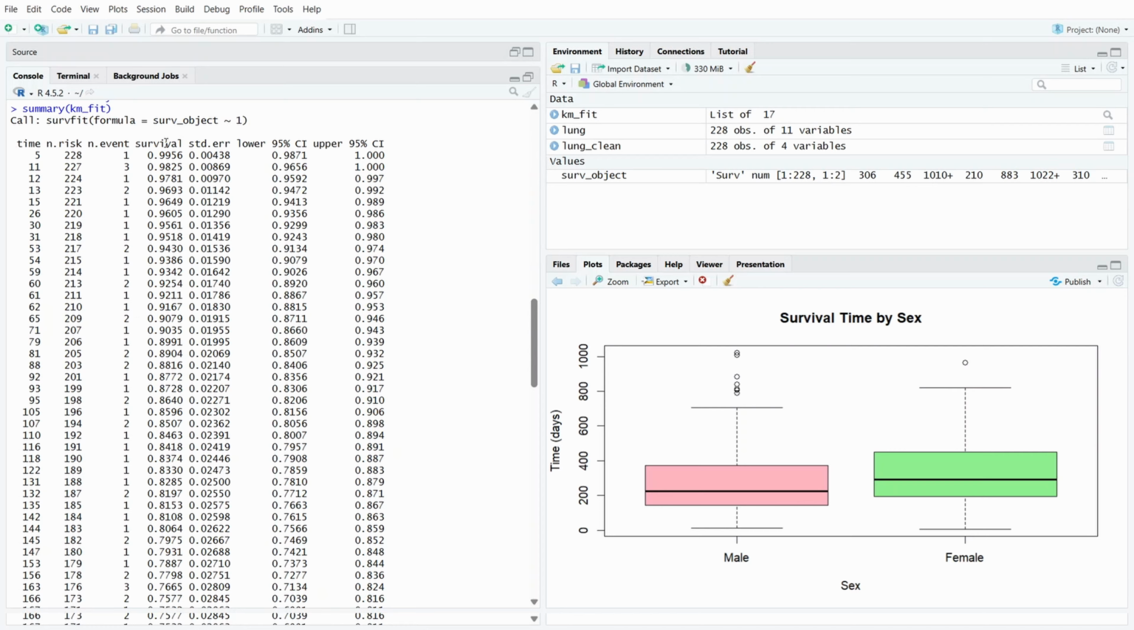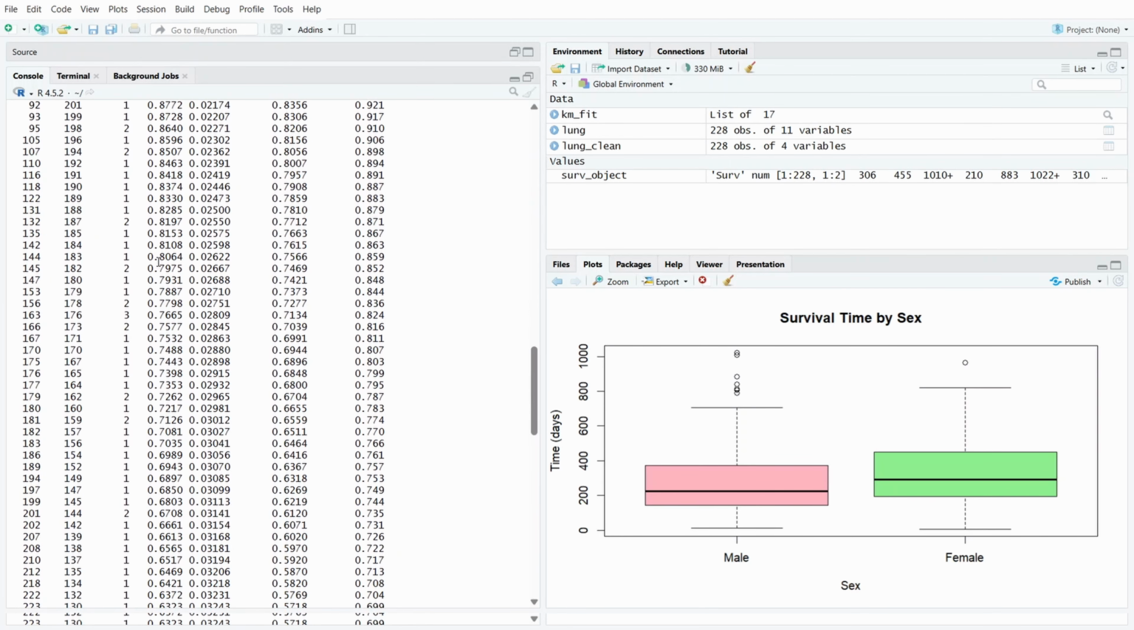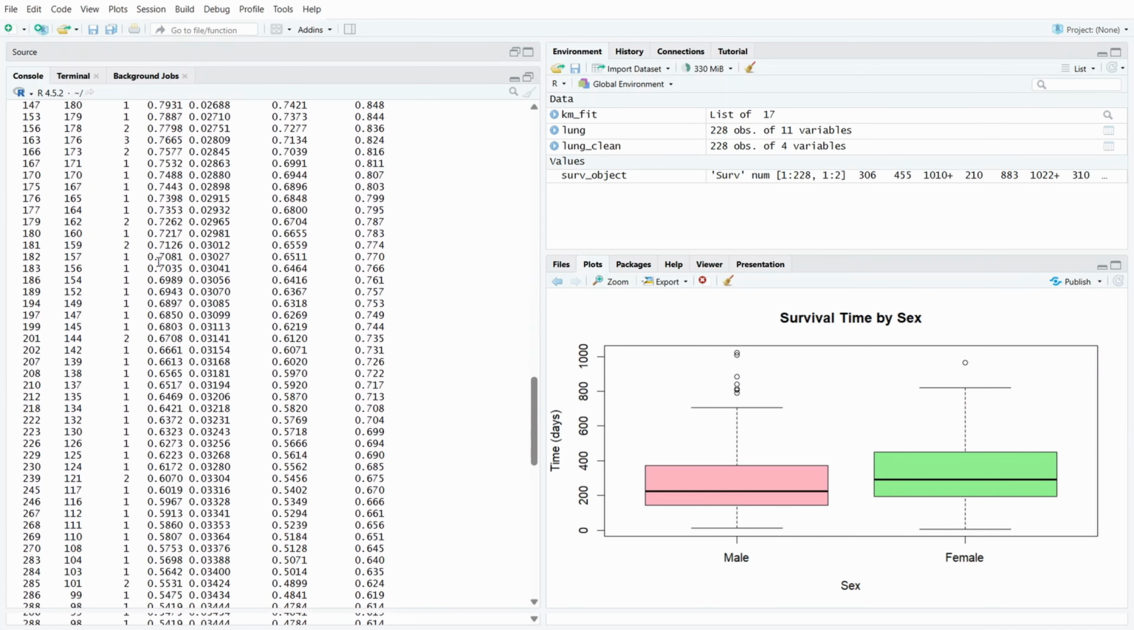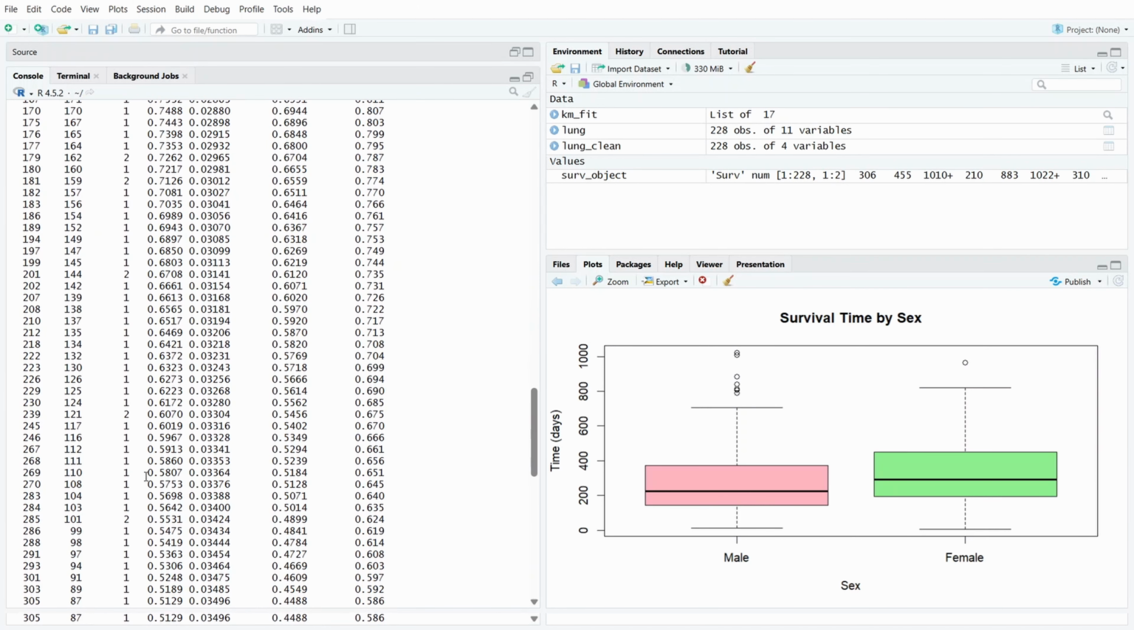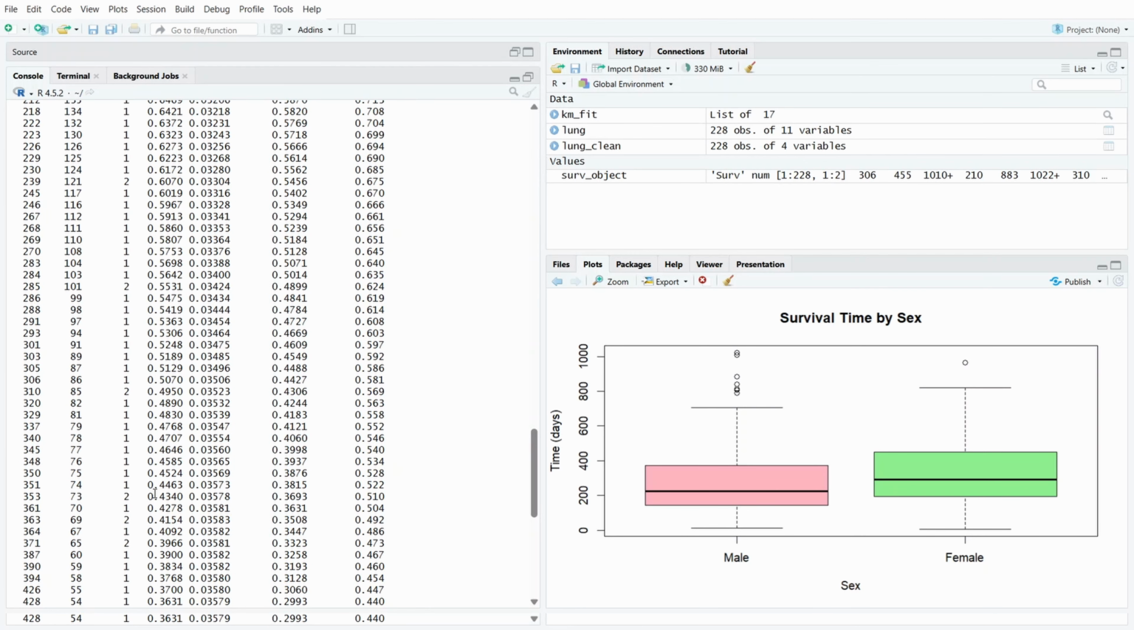The survival column is the key output. It gives us the estimated probability of surviving past that time. At the very beginning, survival is close to 1, meaning nearly everyone is still alive. As time goes on, this value steadily decreases. For instance, by around 200 to 300 days, survival has dropped to roughly 50 to 60%. That tells us that about half the patients have experienced the event by that point.